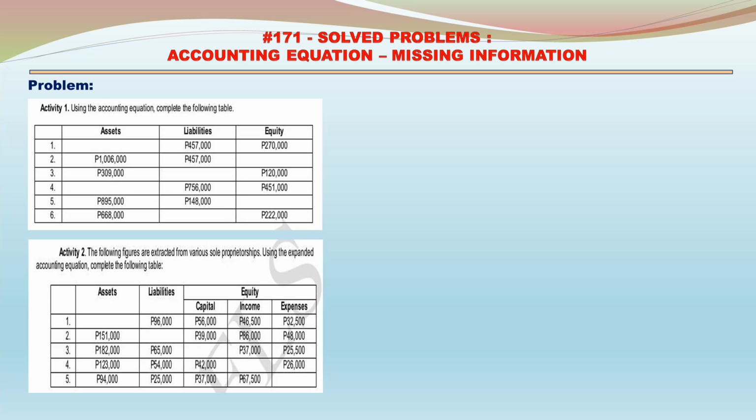2. Assets 151,000, liabilities dash, capital 39,000, income 86,000, expenses 48,000. 3. Assets 182,000, liabilities 65,000, capital dash, income 37,000, expenses 25,500. 4. Assets 123,000, liabilities 54,000, capital 42,000, equity dash, expenses 26,000. 5. Assets 94,000, liabilities 25,000, capital 37,000, income 67,500, expenses dash.